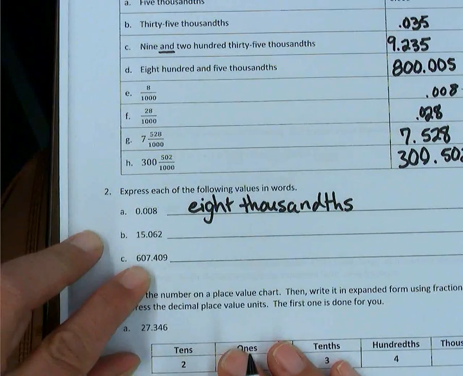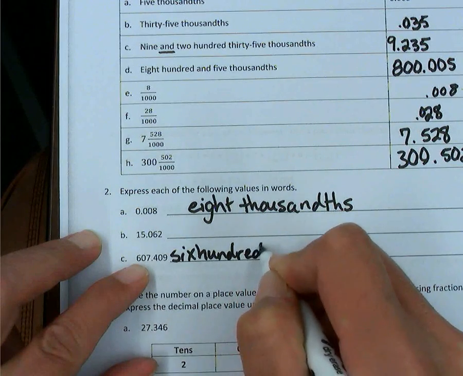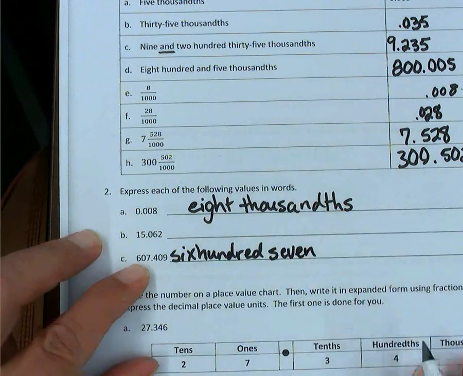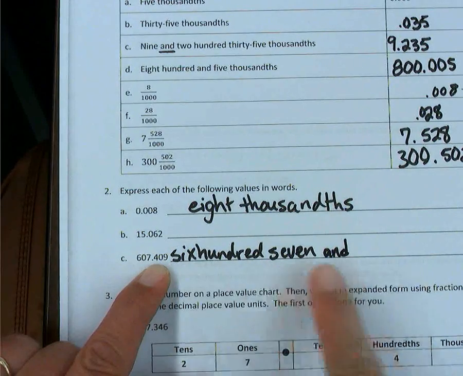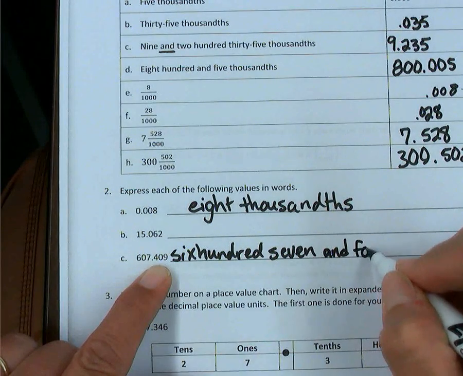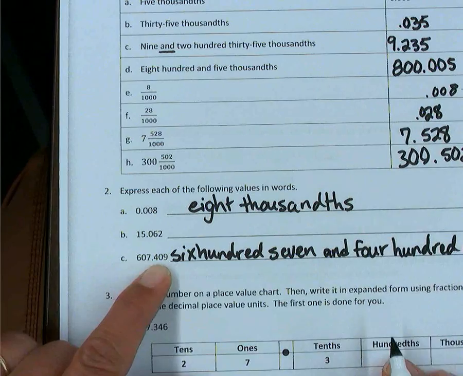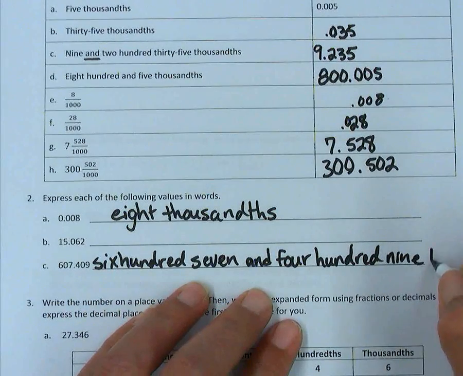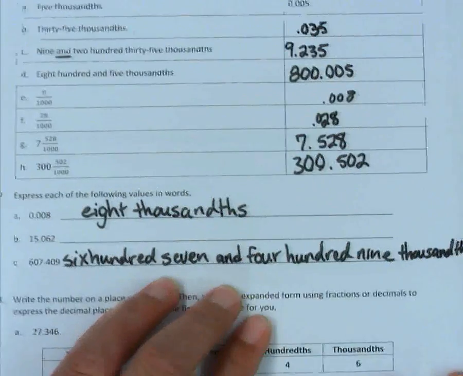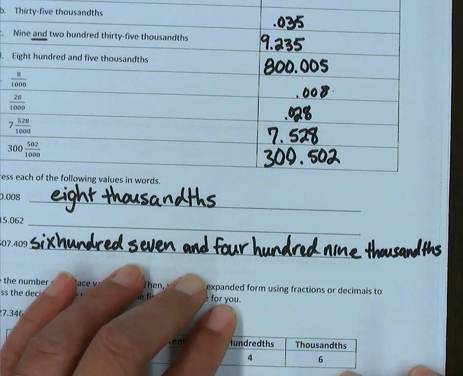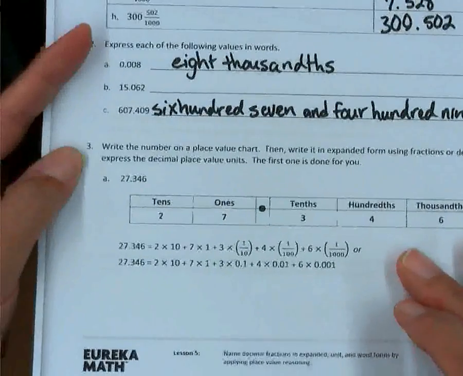I know 607. 607, just like I would say it out loud. Here's our and, because we're going from whole number to decimal number. And 409. 9 is in the thousandths place, so it's going to run kind of off the line here. Thousandths. We almost ran off the paper. 900 thousandths. 409 thousandths.